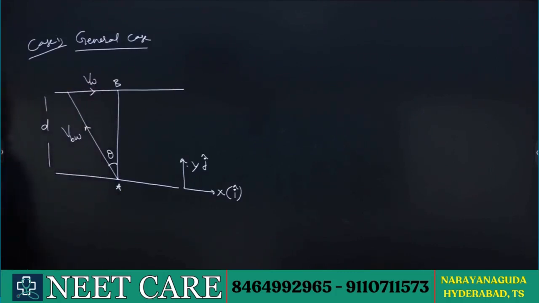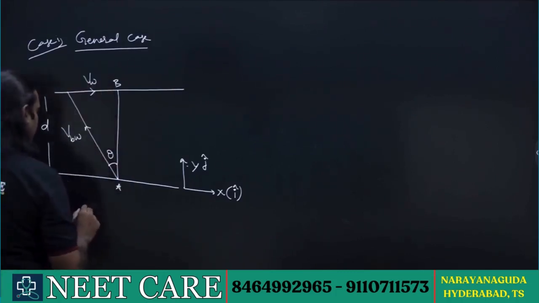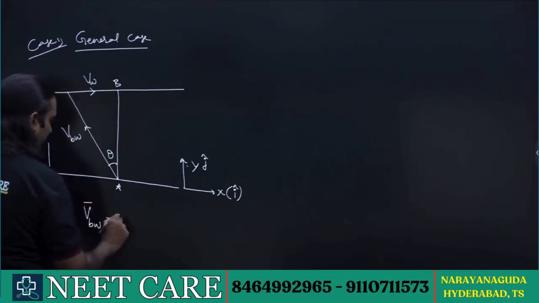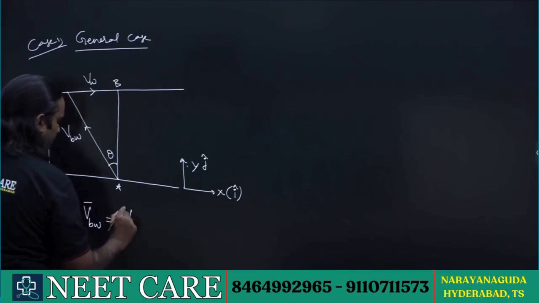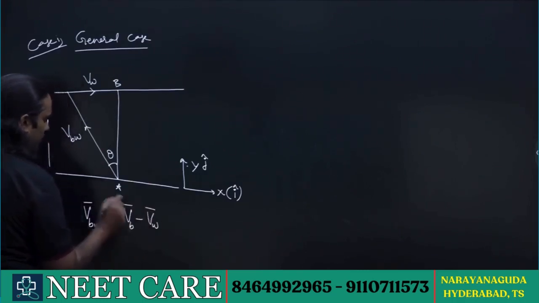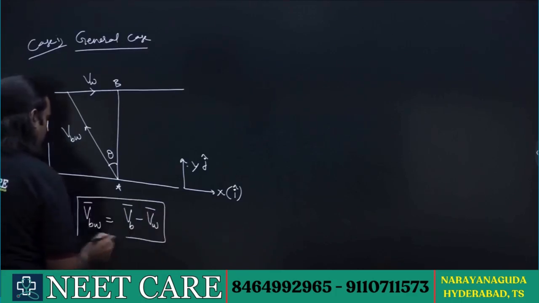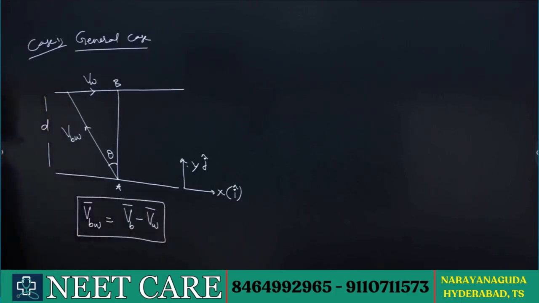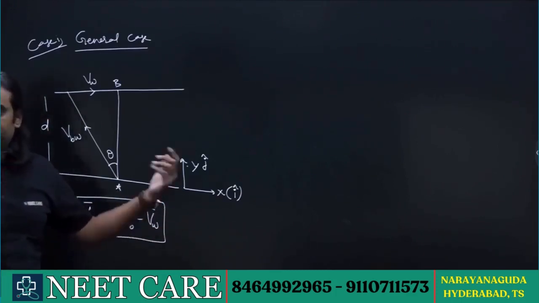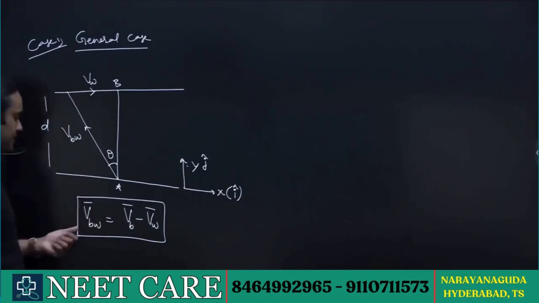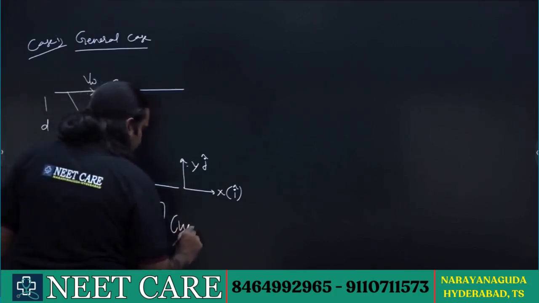Now you see, from the knowledge of relative motion, we can write VBW, the velocity of boat with respect to water, in vector form, as the velocity of the boat minus the velocity of the water. These two are absolute velocities. So this is a formula from the knowledge of relative motion. You can write velocity of boat with respect to water as VB minus VW in vector form.